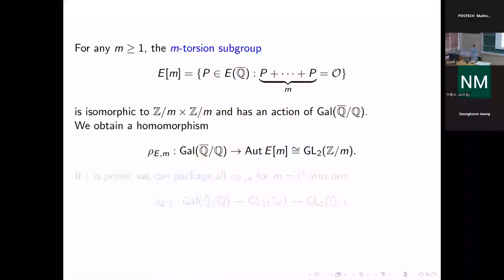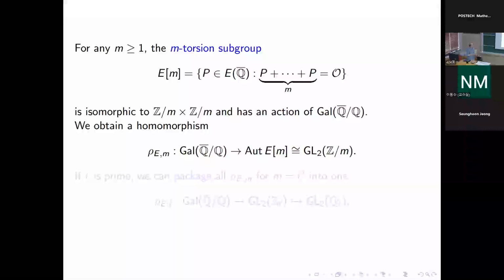And concretely, what one obtains is an action of the Galois group on this finite abelian group, which I can write down as a homomorphism from the absolute Galois group to the automorphisms of the M torsion group. And these automorphisms are just like 2 by 2 invertible matrices over Z mod MZ. So this works for any positive integer M.